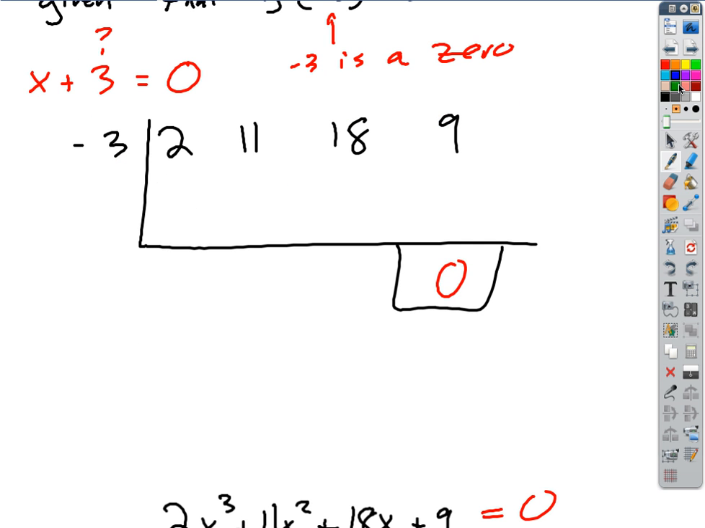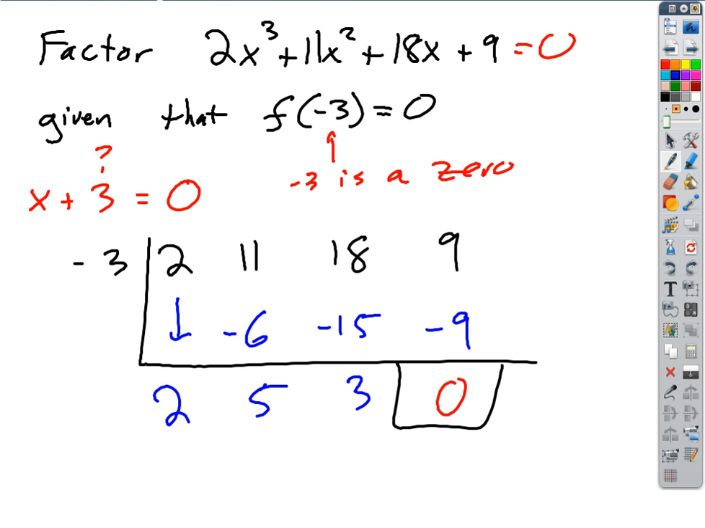If I bring down the 2, negative 3 times 2 is negative 6, plus 11 is 5. Negative 3 times 5 is what? Negative 15, plus 18 is 3, negative 3 times 3 is negative 9, and I get 0, sure enough. Okay, but what does this stuff tell me? That tells me that this must be the other factor, right? This tells me that when I divide my original polynomial by x plus 3, I get this answer.